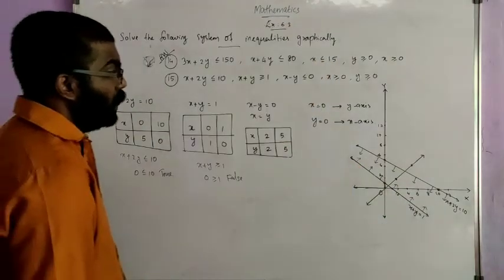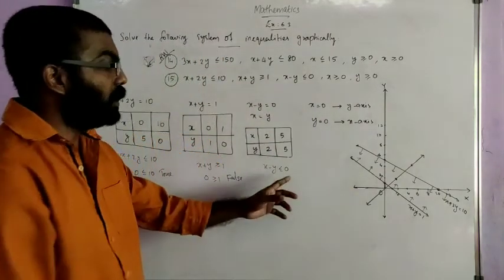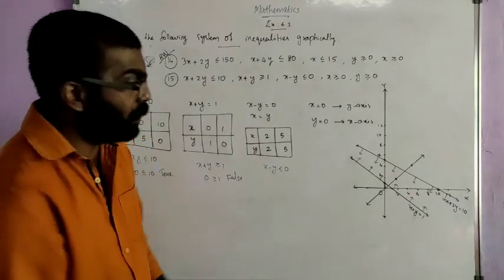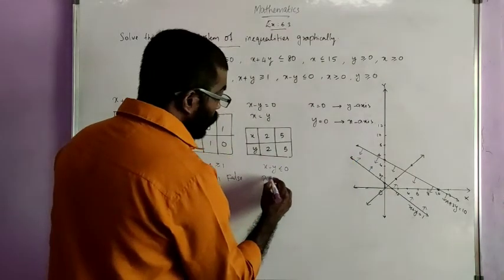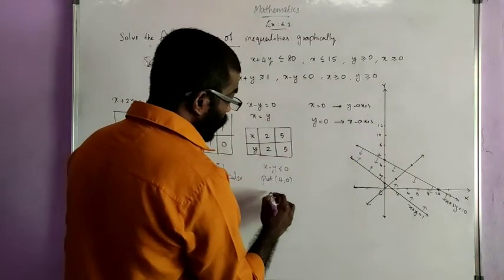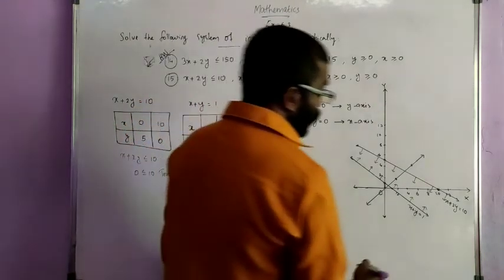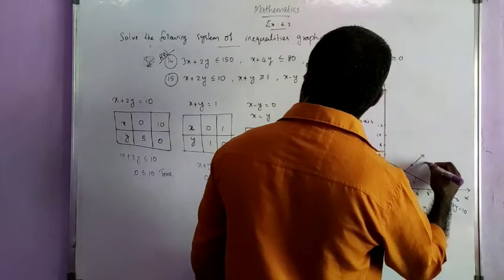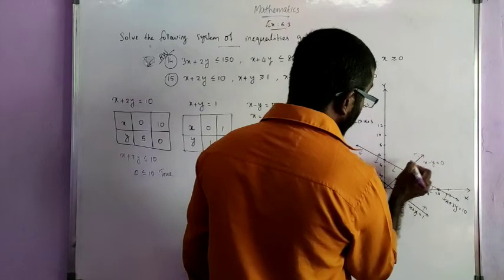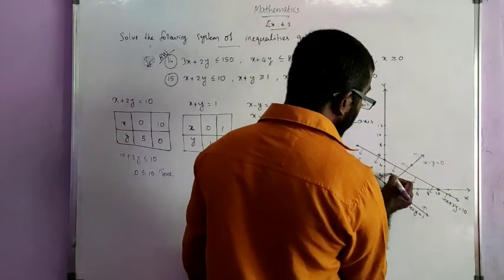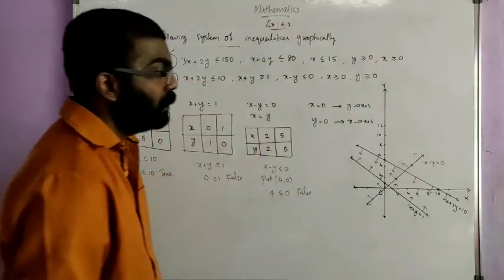Okay. Now the next one is x minus y less than or equal to 0. Here the RHS is 0, so we cannot take the point 0, 0. We can take any other point. We can consider 4, 0. So put 4, 0. So 4 less than or equal to 0. It's a false statement. So here it is the line x minus y is equal to 0, and we can mark this portion, the left part of this line or the left half plane.